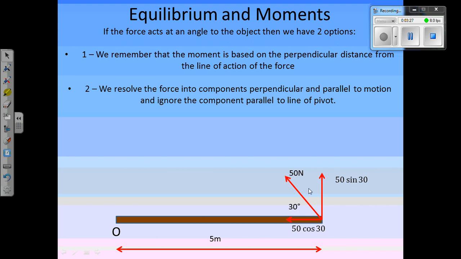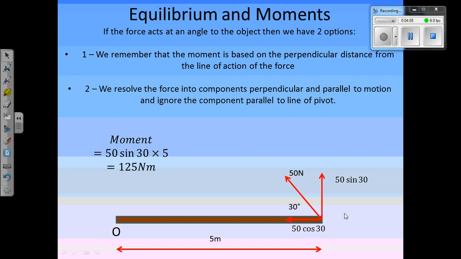So once we've done our resolving, we know that the size of the force is 50 sine 30, and we're multiplying it by 5. It's clear that 5 meters is the perpendicular distance. So it's 50 sine 30 times 5, which is again 125 Newton meters. I prefer to do it this way. I prefer to resolve forces, and then you can just treat them as normal. You base the problem as normal, and you don't have to draw all the dotted lines and figure out distances, and the distances will already be in the question.